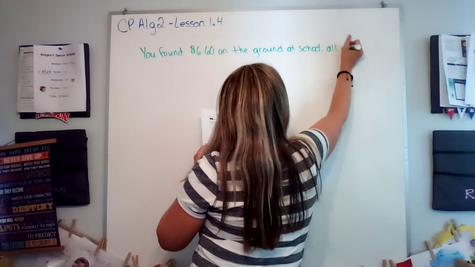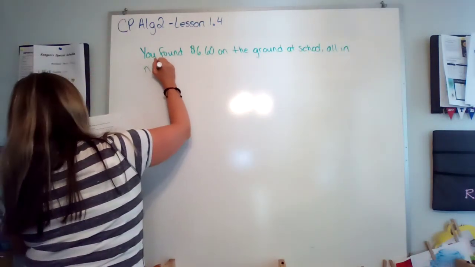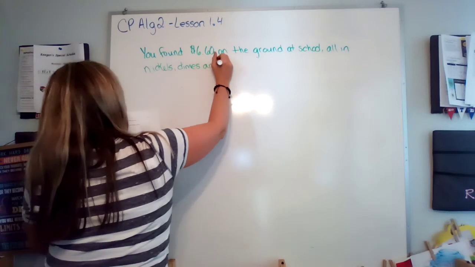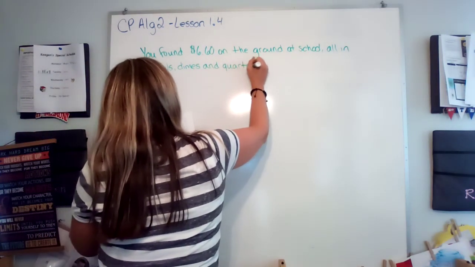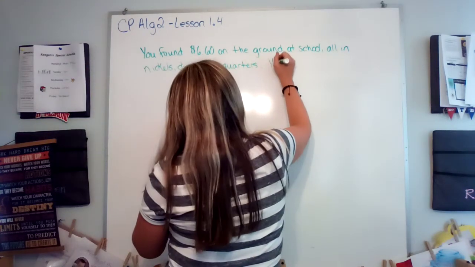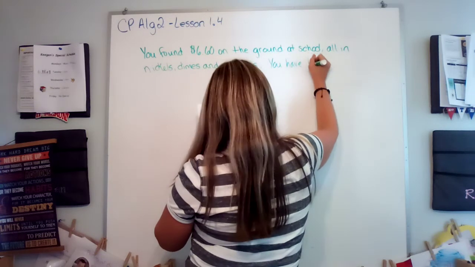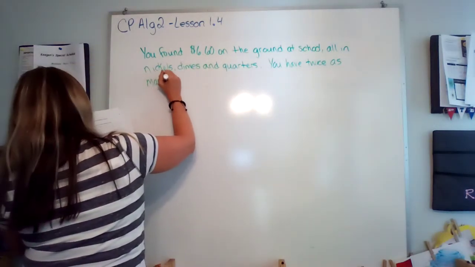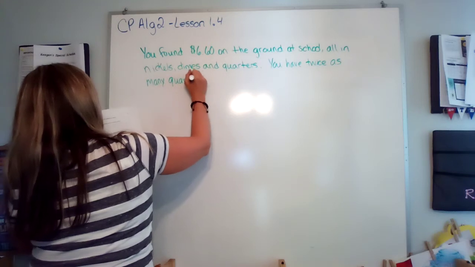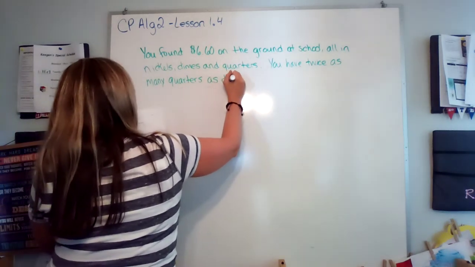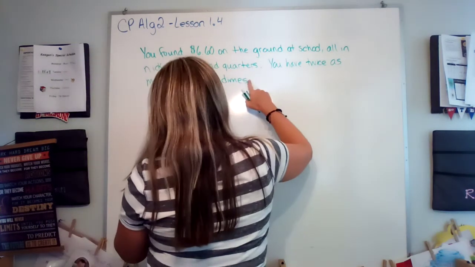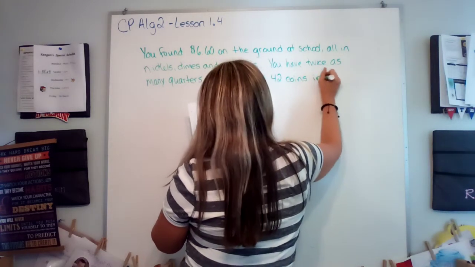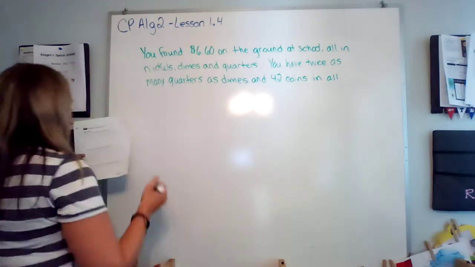All in nickels, dimes, and quarters. You have twice as many quarters as dimes, and 42 coins in all. How many of each type of coin do you have?